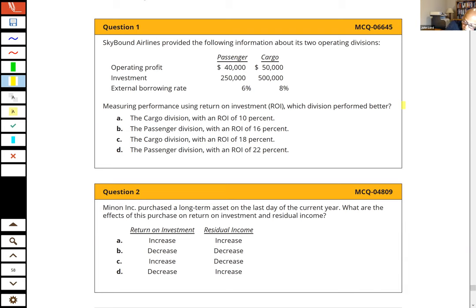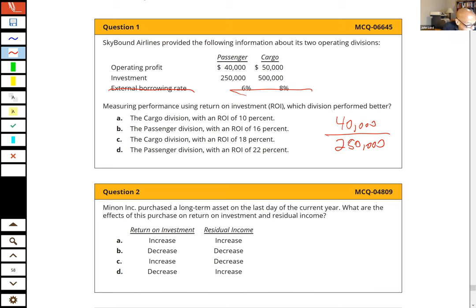Let's first realize that the external borrowing rate is what we call in the CPA exam business a distractor. We are worried about just the return on investment, which, as I said before, they gave us that longer flow chart showing it, but generally the problem is just going to give you the elements you need to get the ROI and all that detail that feeds into it.